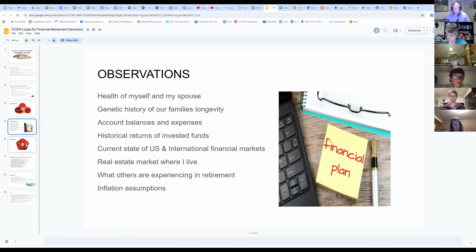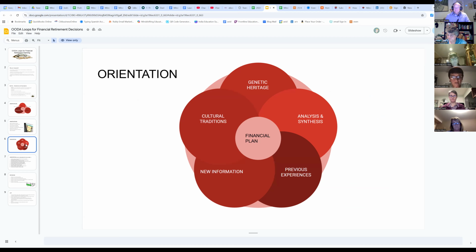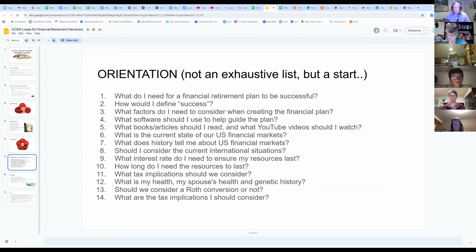So my next slide is the orientation phase. So just kind of looking at all of those impacts of orientation. And so my next slide is the things that I thought of for orientation. This was not an exhaustive list, but just a start. I apologize, I'm reading off the screen here, but I'll go fairly quickly.